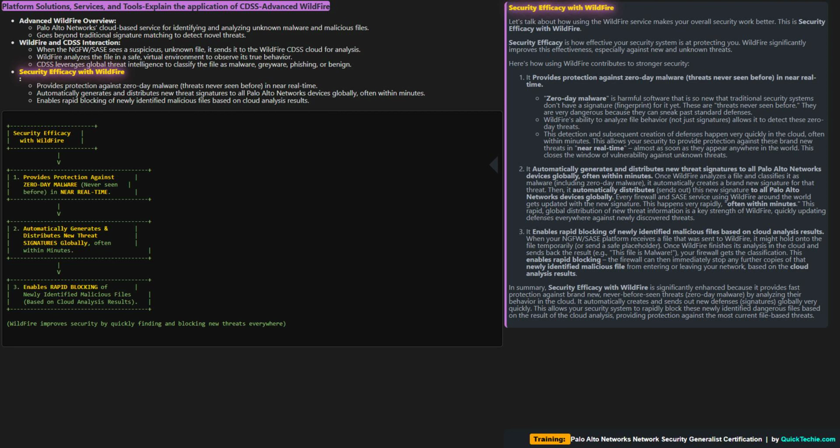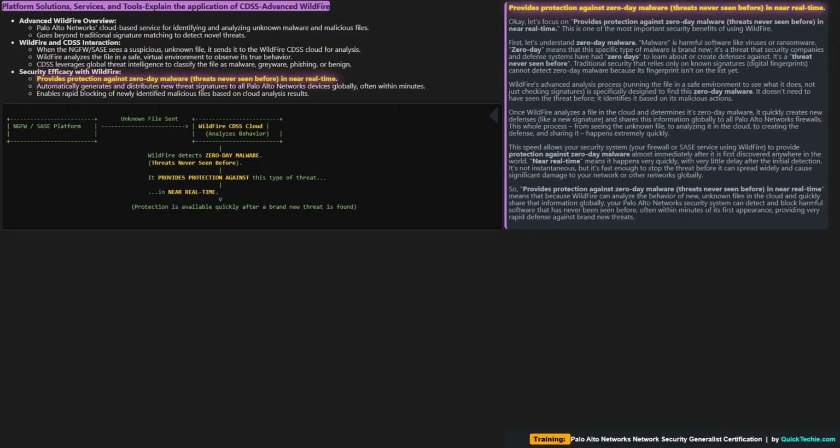In summary, security efficacy with WildFire is significantly enhanced because it provides fast protection against brand new, never-before-seen threats, zero-day malware, by analyzing their behavior in the cloud. It automatically creates and sends out new defenses, signatures, globally very quickly. This allows your security system to rapidly block these newly identified dangerous files based on the result of the cloud analysis, providing protection against the most current file-based threats. Provides protection against zero-day malware, threats never seen before, in near real time.